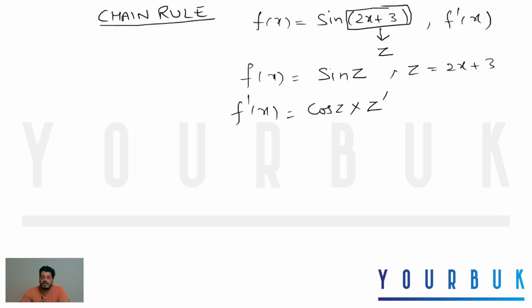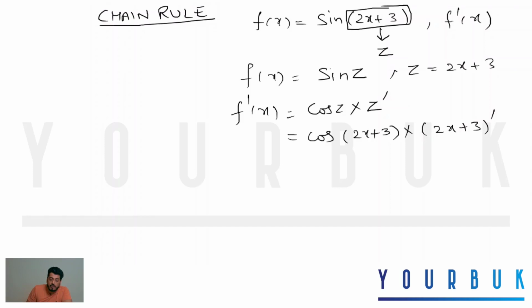We know the derivative in normal cases for sin z is cos z, but the chain rule says that whatever you have assumed as z, you have to multiply by the derivative of that. This is called the chain. So now if you just replace the value of z, what you will get is cos of 2x plus 3 into the derivative of 2x plus 3.